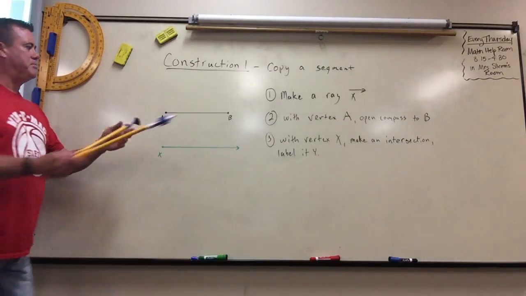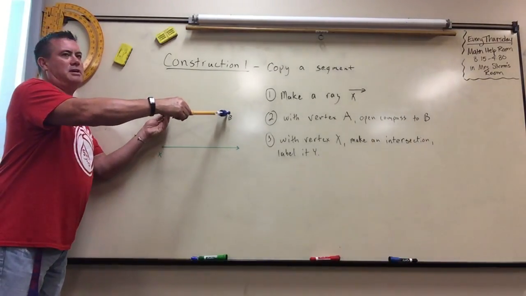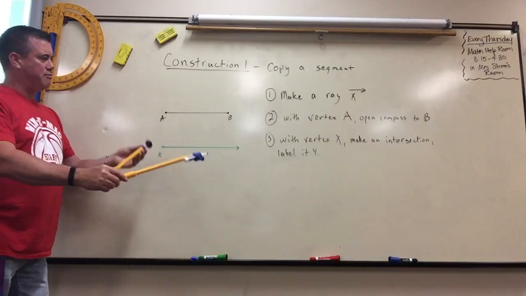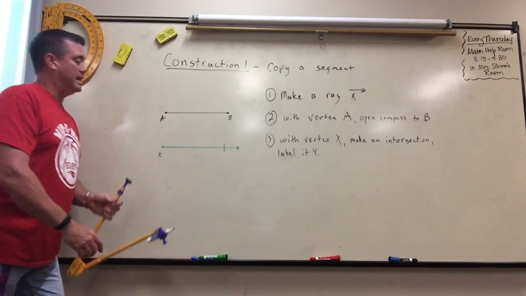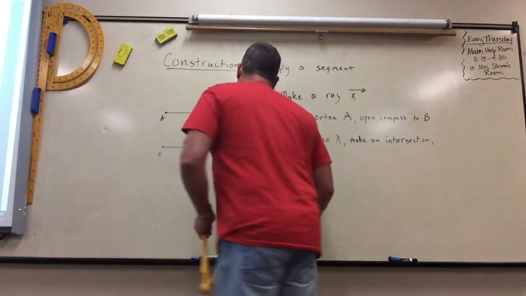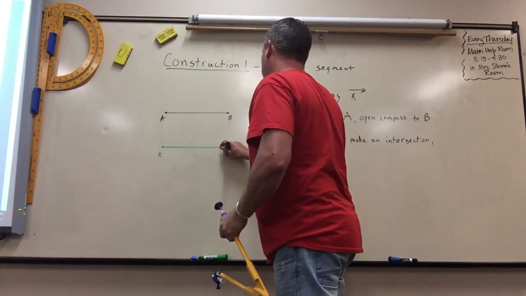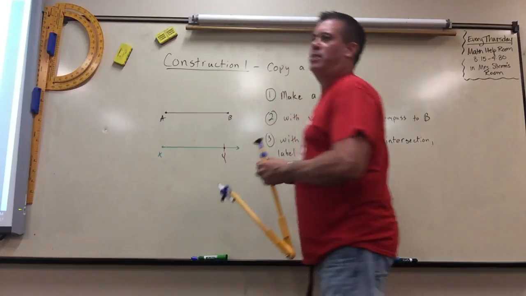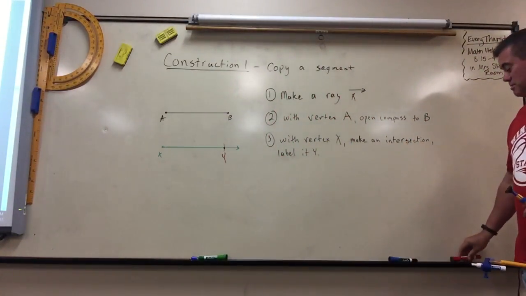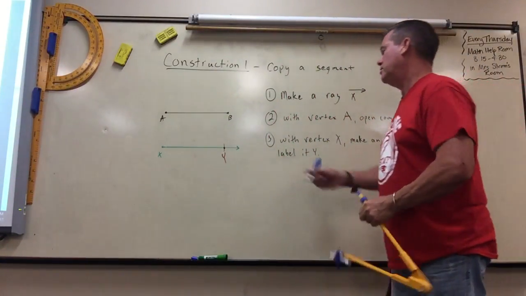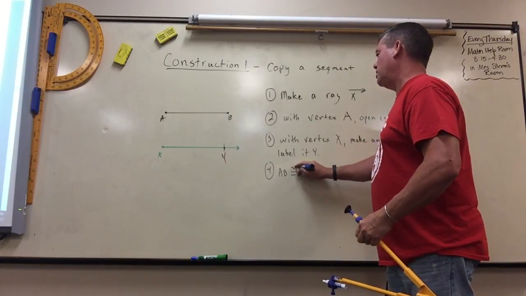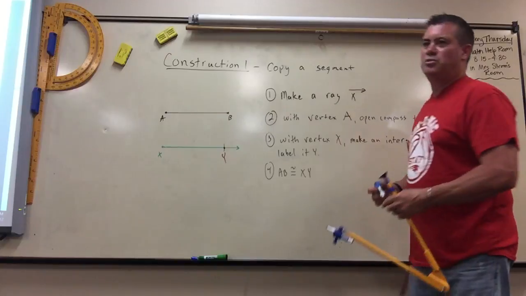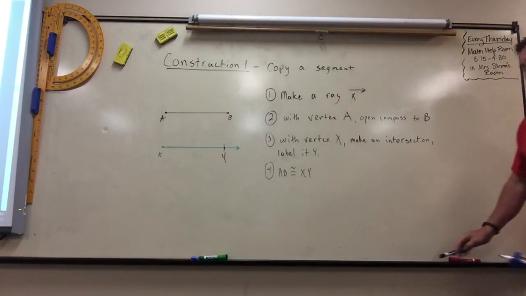So, step 2 said open up your compass this length. Step 3 is with vertex X, that means the pointy part on X, make an intersection and label it Y. So we label that intersection Y. And we're done. AB is congruent to XY. We made congruent segments.